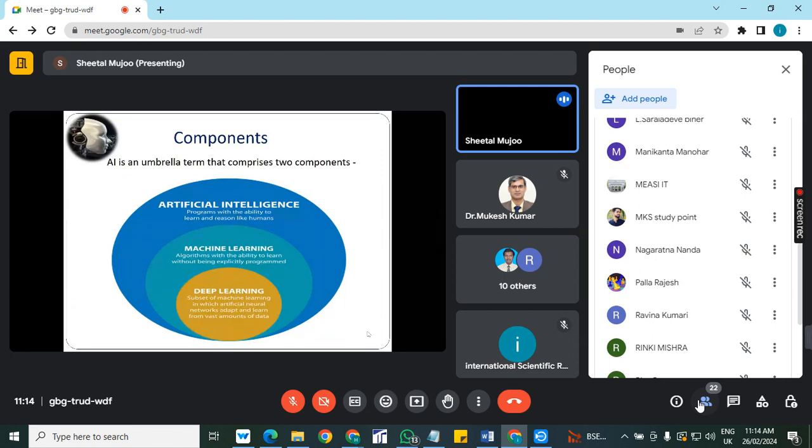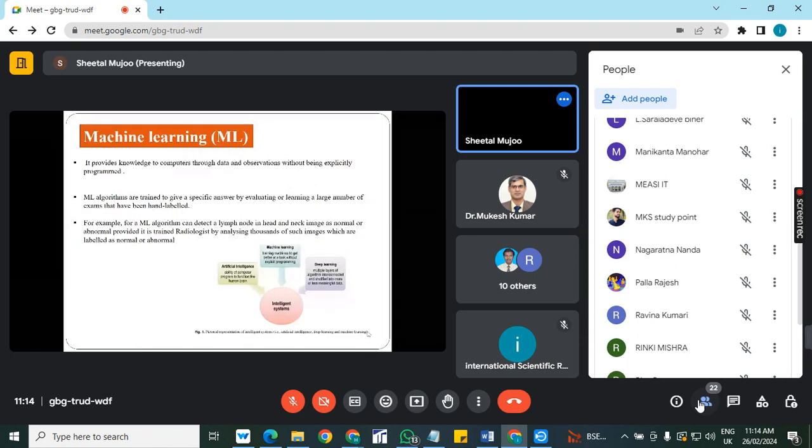Being a doctor, I will talk about the disease, right? Deep learning will give you the exact diagnosis. It will eliminate all the differential diagnoses and give a clinical diagnosis. Machine learning will let you know whether it is normal or abnormal, depending upon the data which has been fed to the computer. So machine learning gives you knowledge about the data and the observations that have been fed. Accordingly, it will give you the idea.